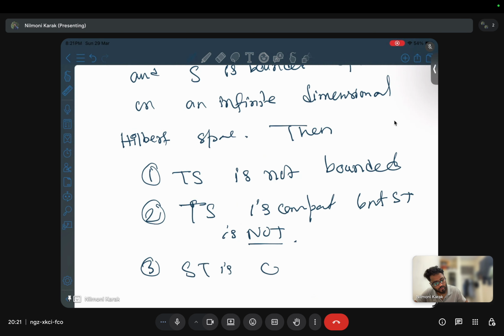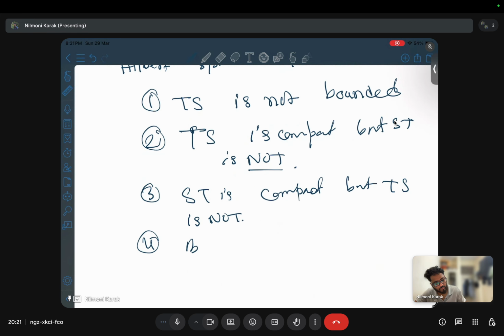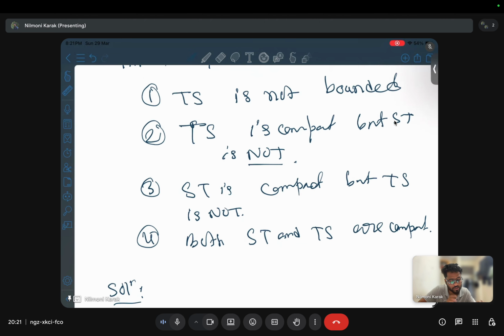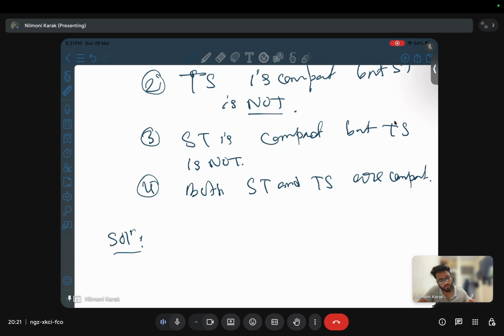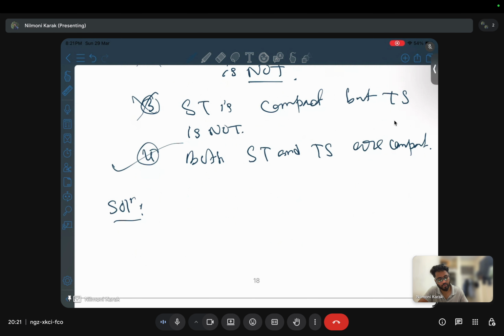ST is compact, but TS is not. Both ST and TS are compact. Let us solve this. Actually, by the definition of compact operator, here TS and ST both are compact. And compact means bounded, so the remaining three options are incorrect.